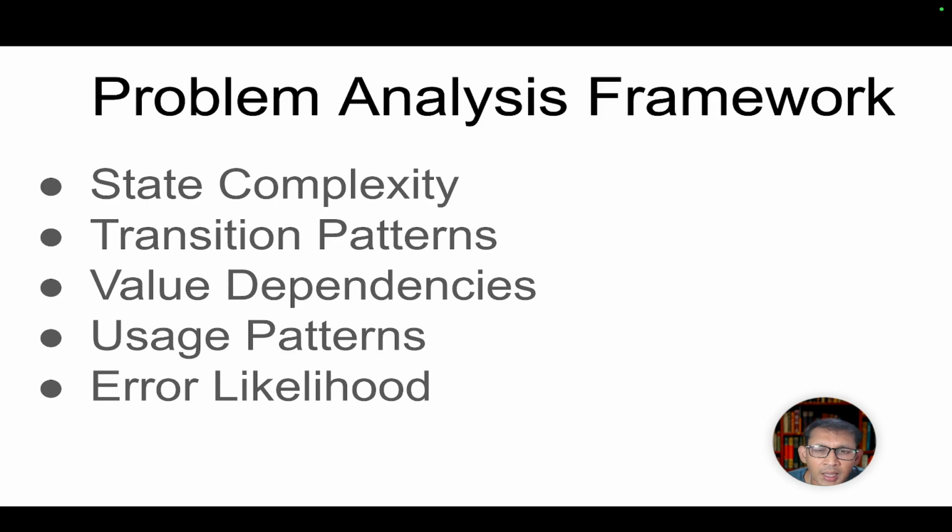Usage patterns. Is this a construction protocol that is build once, use forever, or a usage protocol, which is an ongoing interaction? Construction protocols benefit from stage builders. Usage protocols need state tracking approaches. Error likelihood. What mistakes are users most likely to make? If it's forgot to call required method, use linear types. If it's called methods in wrong order, use fluent interfaces. If it's provided invalid values, use refinement types.